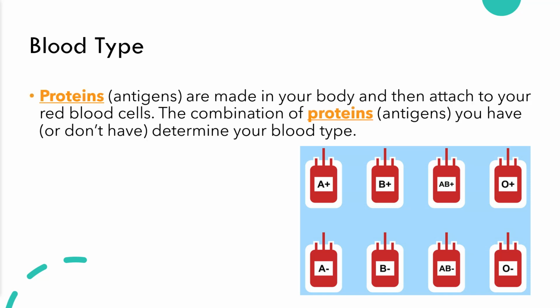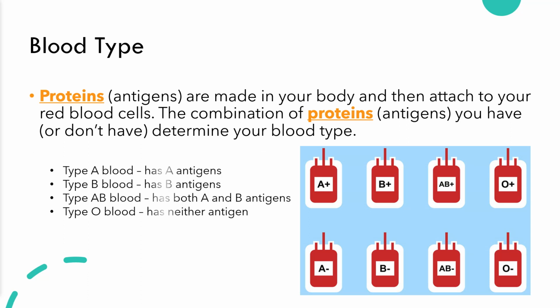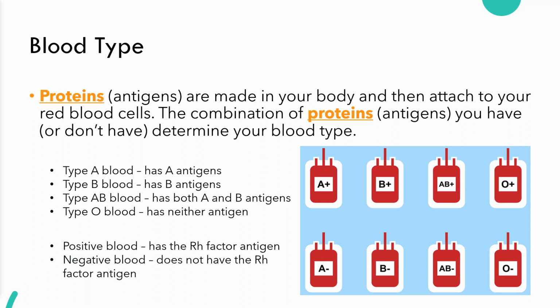What we need to know about blood type is that our bodies make proteins that attach to our red blood cells. These special proteins are called antigens. The combinations of these proteins that you have or don't have determine your blood type. Type A blood has A antigens. Type B blood has B antigens. Type AB blood has both A and B antigens. Type O blood has neither antigen. They don't have A or B antigens. Positive blood has the Rh factor antigen, and negative blood does not.